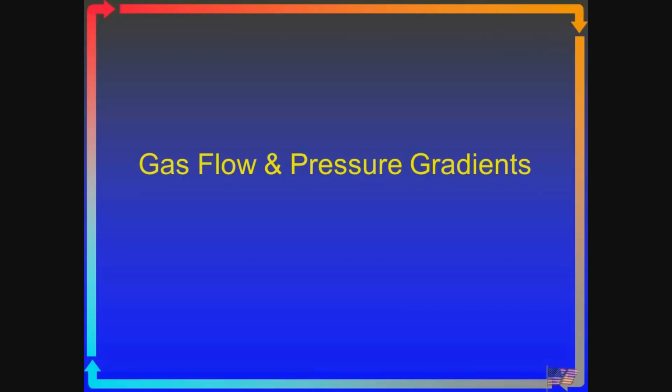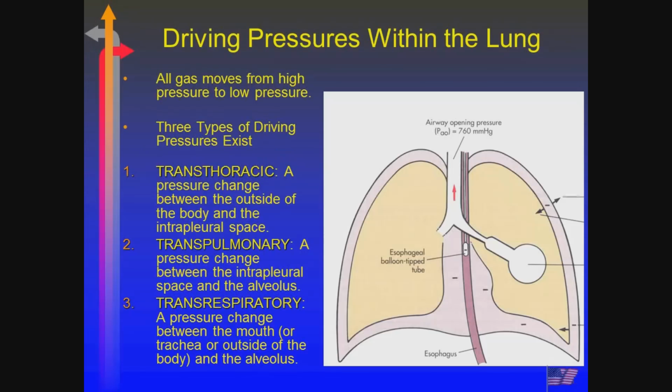All right, just going back in time. This is probably the beginning of Module B from 1050. We know that there's three different driving pressures which are present: the transthoracic, the transpulmonary, and the transrespiratory. Transthoracic is that first one that's across the chest wall. The difference between the alveolar pressure and the intrapleural pressure is transpulmonary, and the sum of them together is the transrespiratory.